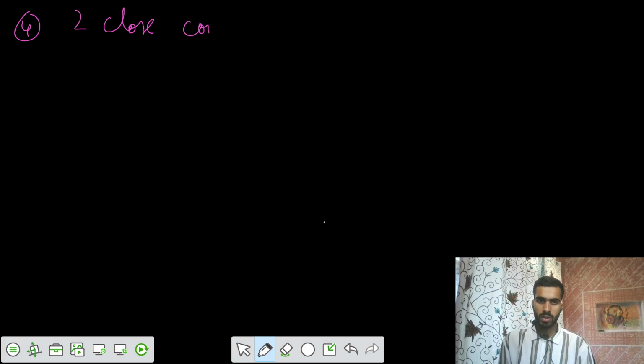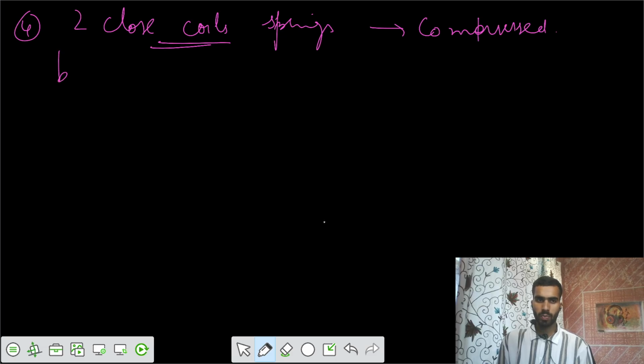Let's take the fourth problem. So we have two closed coil springs. They got compressed by two parallel plates.